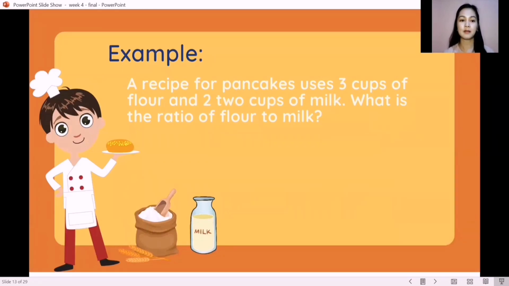So I have here an example. A recipe for pancakes uses 3 cups of flour and 2 cups of milk. Now the question is, what is the ratio of flour to milk? In making a pancake, we need 3 cups of flour, so we have 3 is to, and 2 cups of milk, so that is 3 is to 2. So the ratio of flour to milk is 3 is to 2.